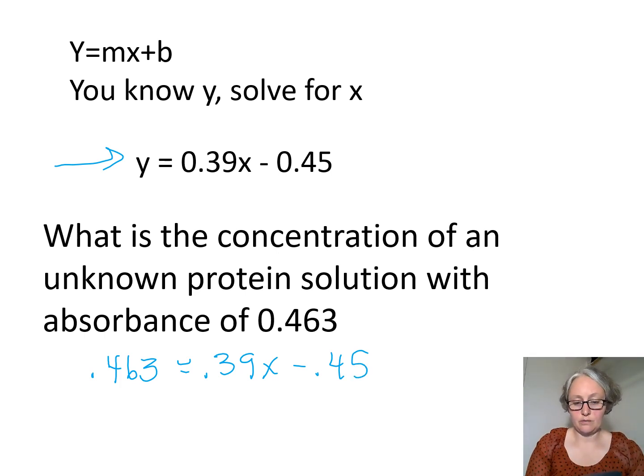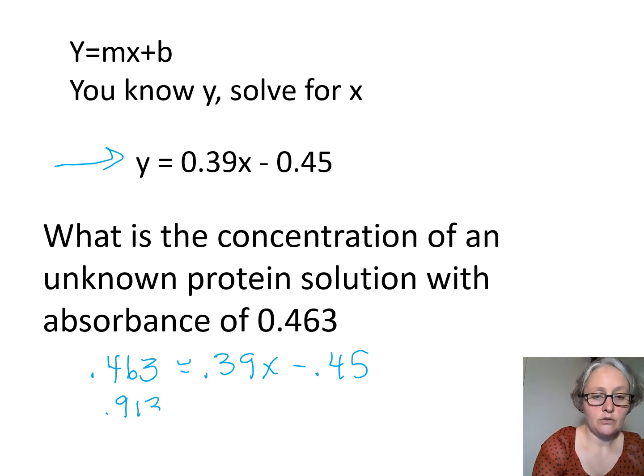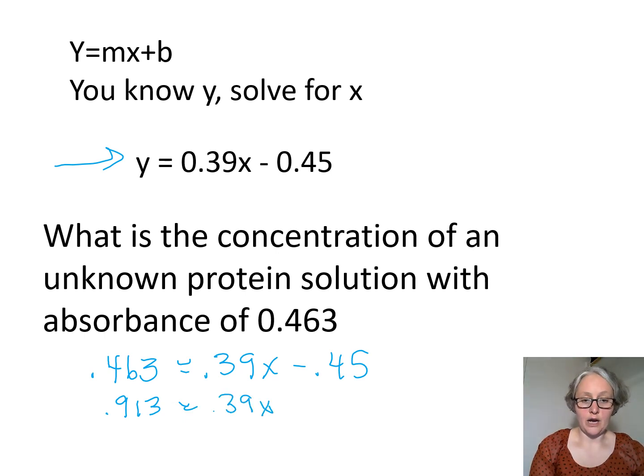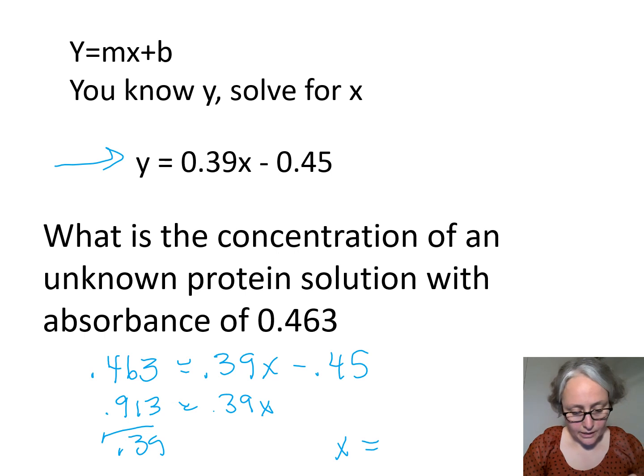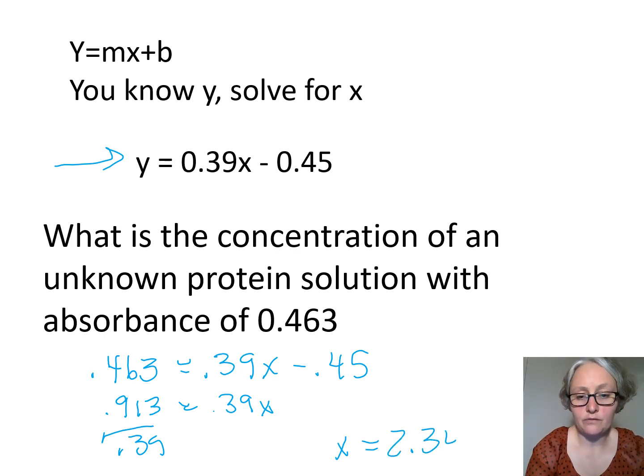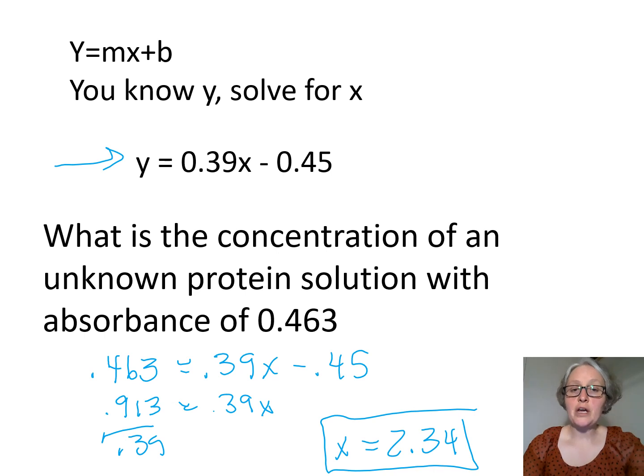So let me turn on my calculator. 0.463 plus 0.45 equals 0.913, which equals 0.39x. You then solve for x, so 0.913 divided by 0.39. X ends up being 2.34. Again, this is a better way to figure out the protein concentration because it involves actual math and we're being very precise instead of just eyeballing.